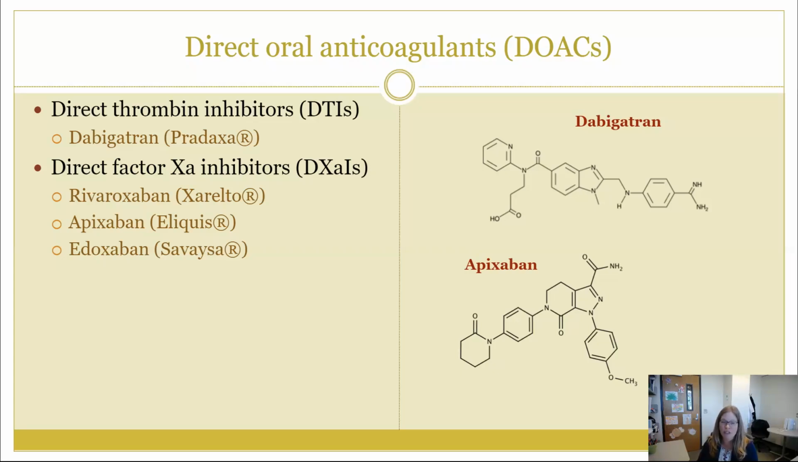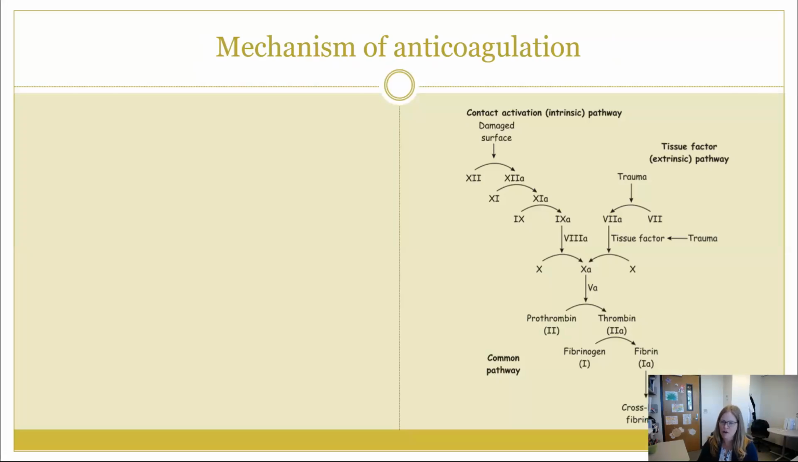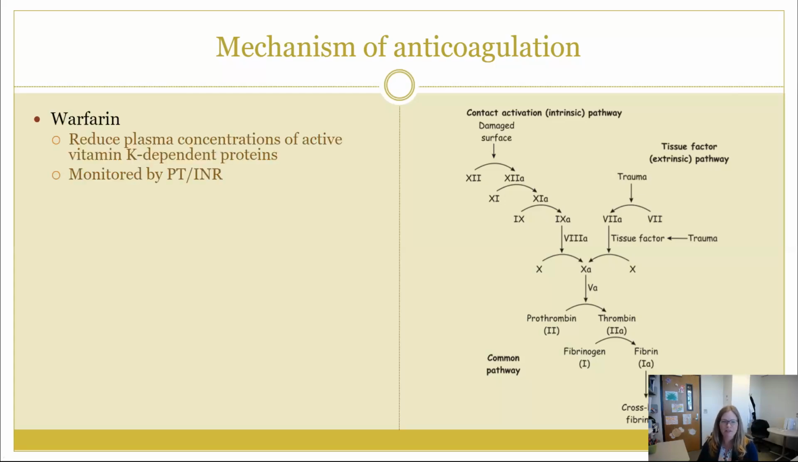These classes of anticoagulants are growing rapidly in clinical use, as we'll see in a couple of slides. But how do they work? No coagulation talk is complete without the obligatory coagulation cascade image, which is on our right. We're first going to talk a little bit about warfarin and heparin and how these anticoagulants work so that we can understand how the direct oral anticoagulants differ.